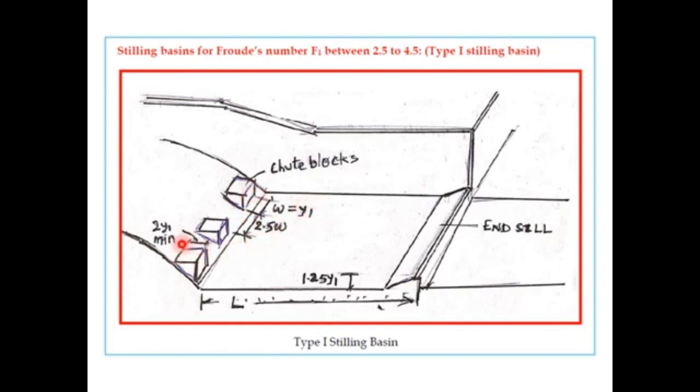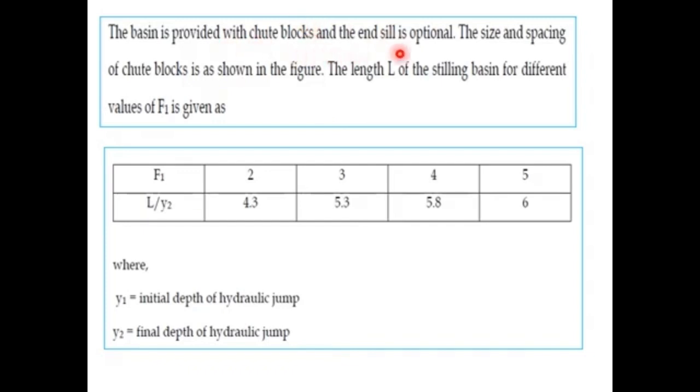The length of the chute blocks is a minimum of 2 times the initial depth. The end sills, which are provided at the end of the apron, will be about 1.25 times the initial depth. The length of the stilling basin will be decided based on the given table, which I'll be discussing in the next slide. So in this basin, the chute blocks and end sill are optional, as I told you. The size and spacing of the chute blocks I have already shown in the figure. The length L will depend upon the Froude number.